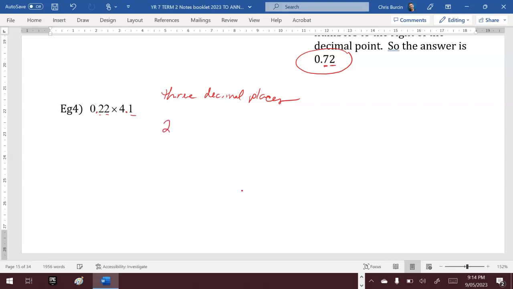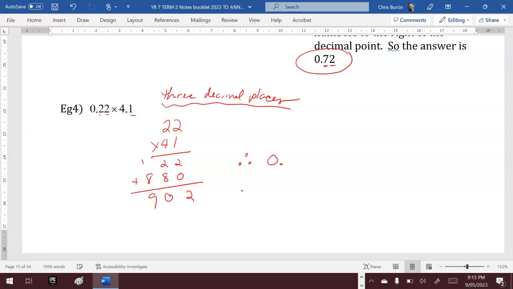So let's quickly work this out. And that gives us 902. But that's not the final answer because we have to account for those 3 decimal places. So therefore, the answer is 0.902. We had 1, 2, 3 decimal places, and we have 1, 2, 3 decimal places at the end.